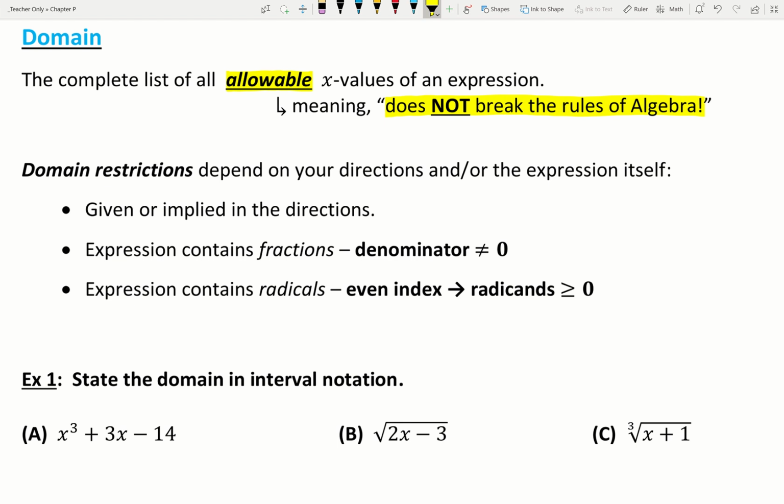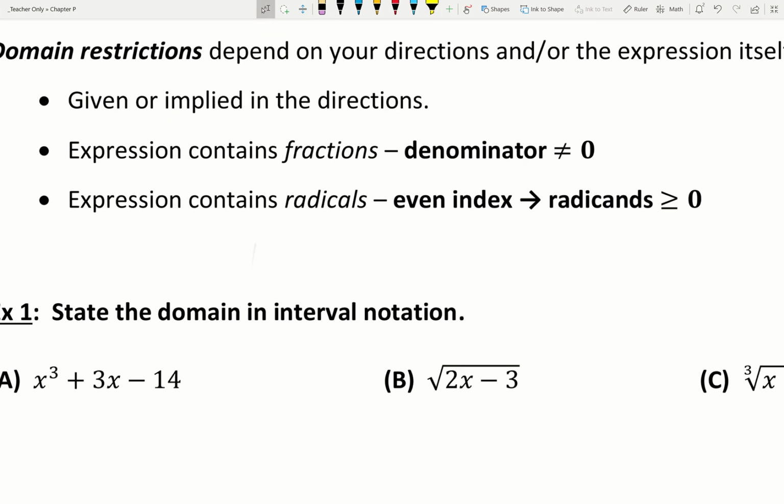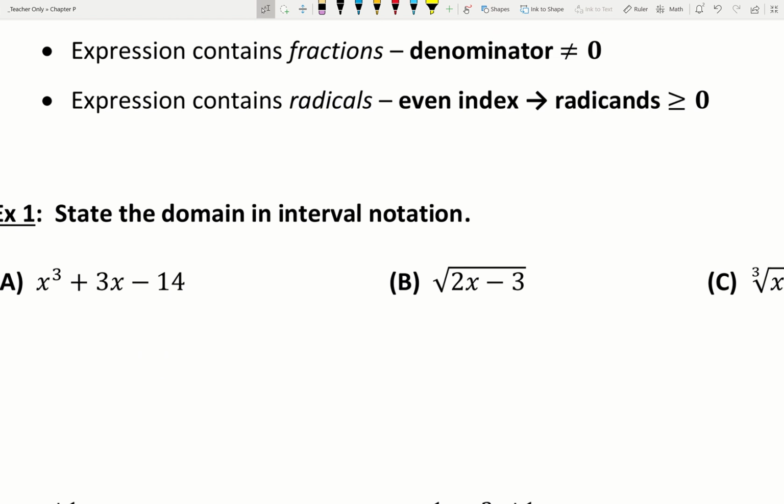Okay, we have a lot of different rules of algebra that you guys have been learning about for a very long time, and it would be a shame if we plugged in an x and that x caused one of those rules to break. Specifically, I want you to be on the lookout for 2 special situations. Look out for expressions with fractions in them, and also expressions with radicals in them. Sometimes it's just going to have fractions, sometimes just radicals, sometimes both, okay?